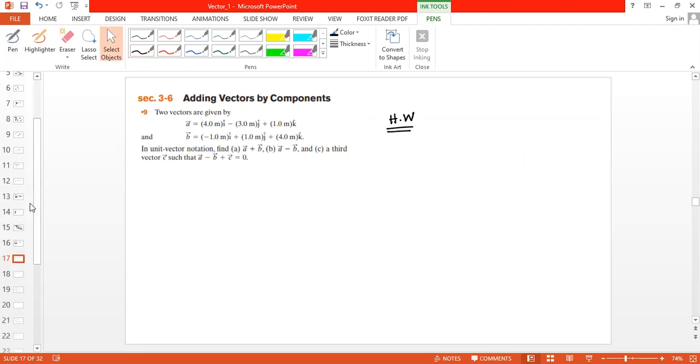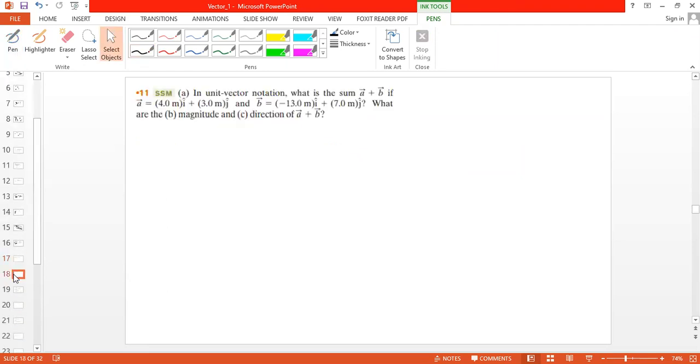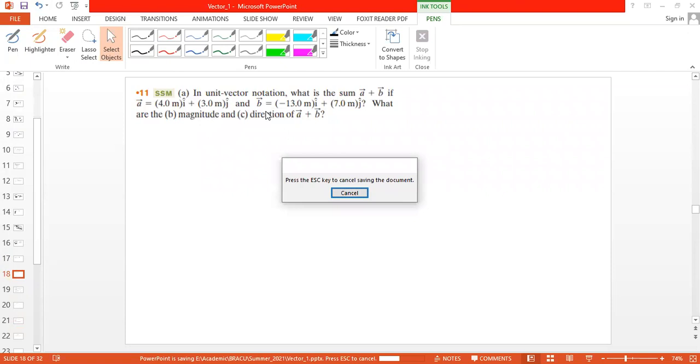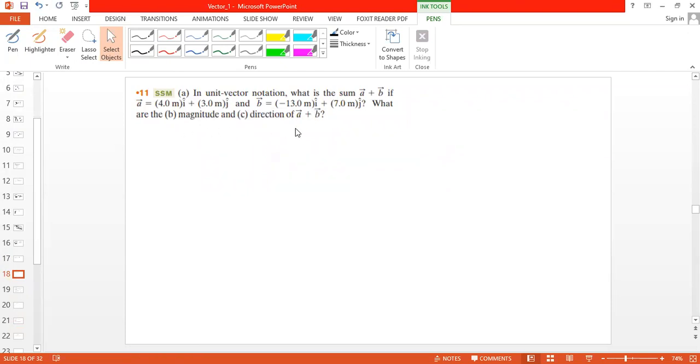So let's try something with some difficulty. And here is one more math. In unit vector notation, what is the sum A plus B if A is equal to this, B is equal to this? What are the magnitude and direction of A plus B? This is my vector A and this is my vector B. I have to find out the magnitude and direction of A plus B. This is really very easy math. Let me do it. Is it clear?